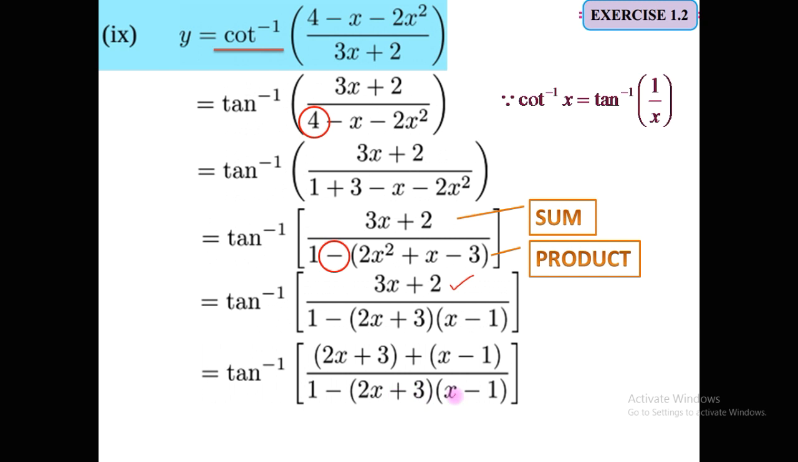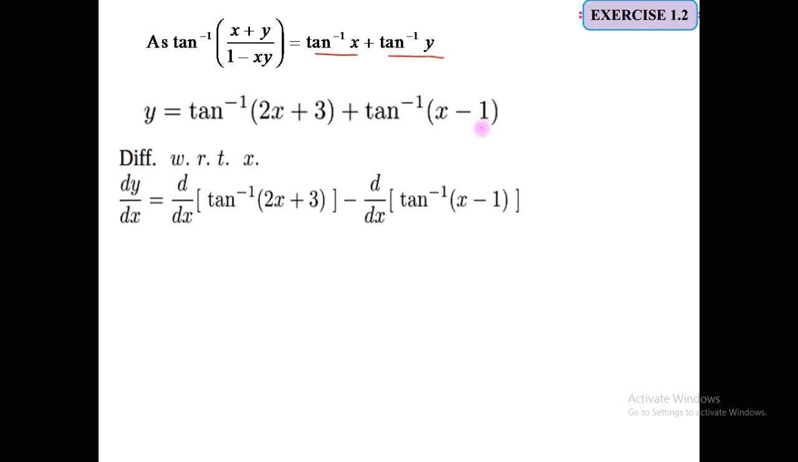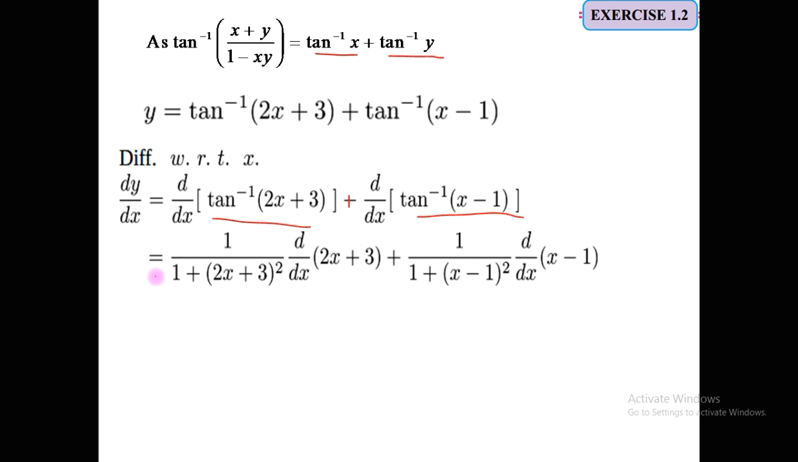1 minus the product of 2 terms and the sum of the same 2 terms in the numerator. Further I will use the same formula. This formula itself, tan inverse of (x plus y) upon (1 minus xy) will be tan inverse of x plus tan inverse of y. Tan inverse of 2x plus 3 plus tan inverse of x minus 1. I have to differentiate this with respect to x. Derivative of the first term plus derivative of the second term. I think there should be a plus sign over here. It is 1 upon 1 plus (2x plus 3) whole bracket square into the derivative of 2x plus 3. Here 1 upon 1 plus (x minus 1) whole bracket square into the derivative of x minus 1.